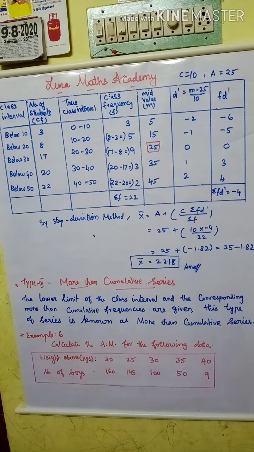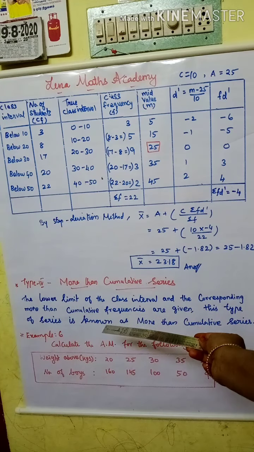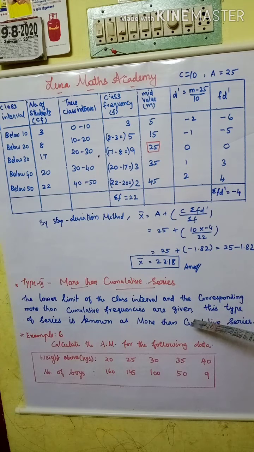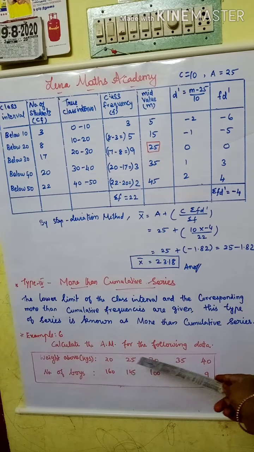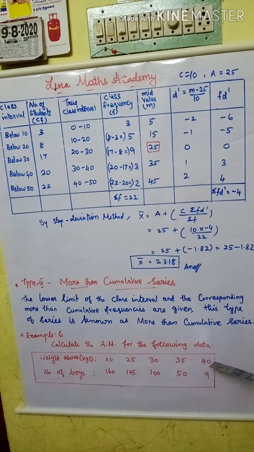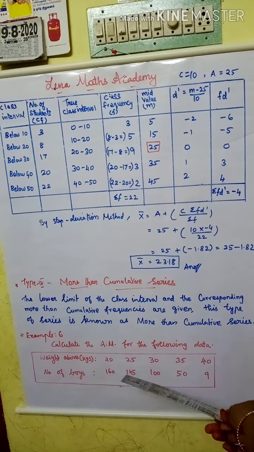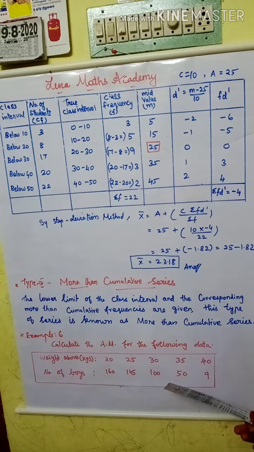Next, the second type in cumulative series: the more than cumulative series. The lower limit of the class interval and the corresponding more than cumulative frequencies are given. This type of series is known as more than cumulative series. Example: calculate the arithmetic mean for the following data. Weight above 20, 25, 30, 35, 40 in kgs. Number of boys 160, 145, 100, 59.